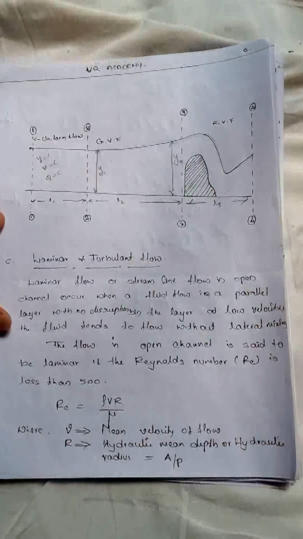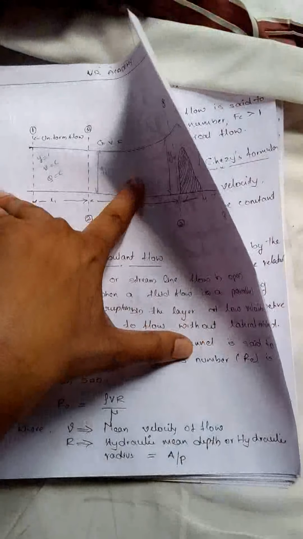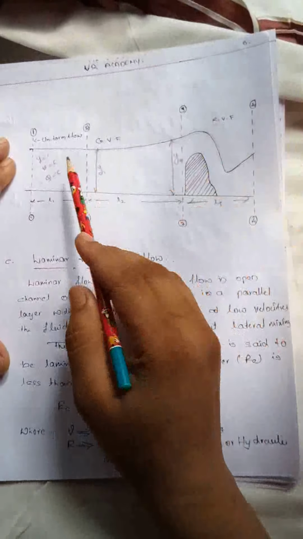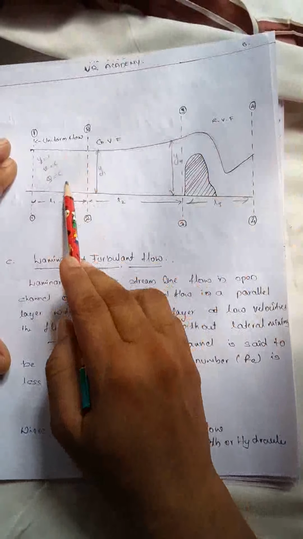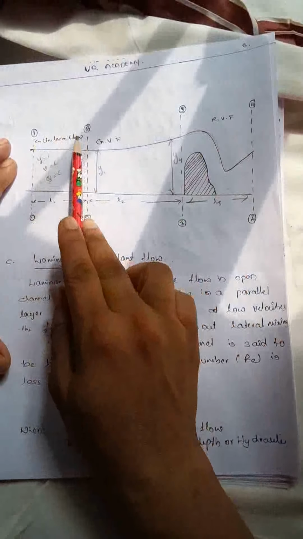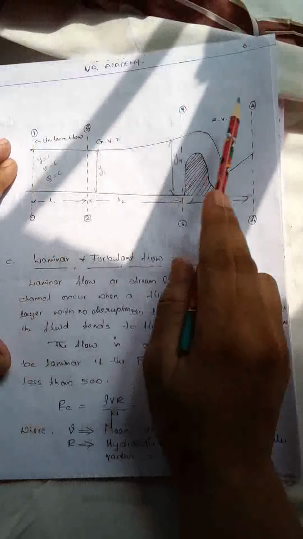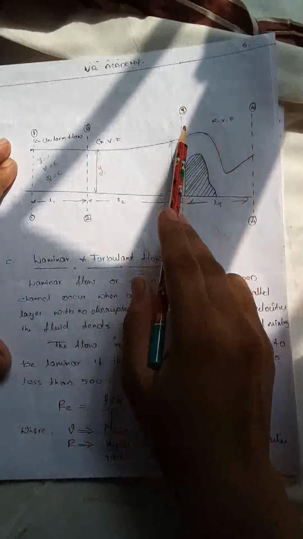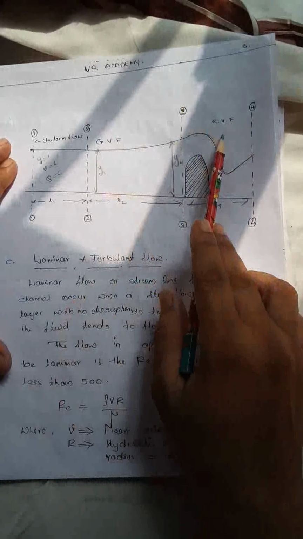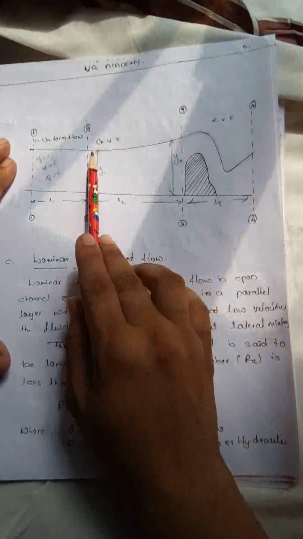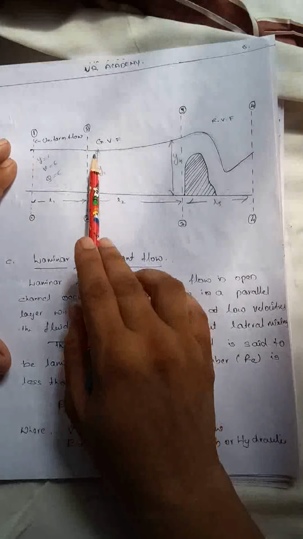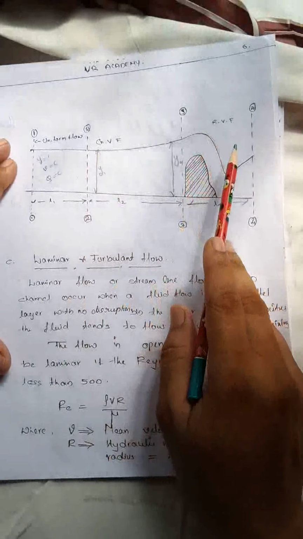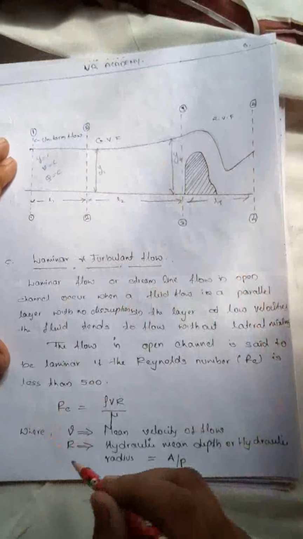Now see here, from section 1 to 2 is the uniform flow, and from 2 to 4 is the non-uniform flow. In non-uniform flow there are two types, gradually varied flow and rapidly varied flow. Gradually varied flow means the depth of the flow changes gradually over a long span of the channel, and rapidly varied flow means sudden changes in depth over a short span of the channel.